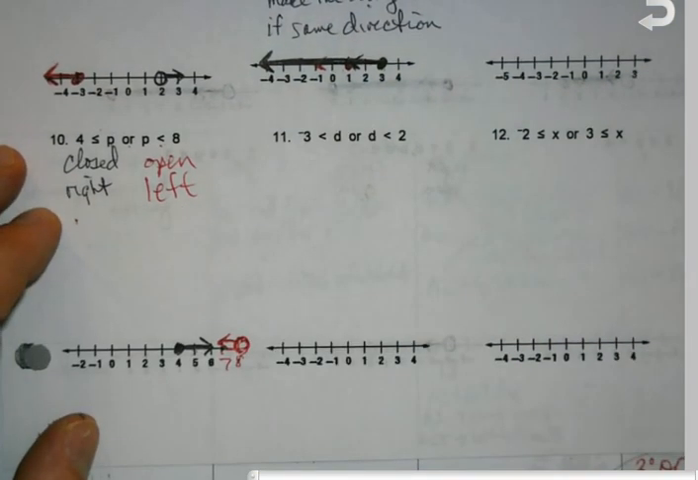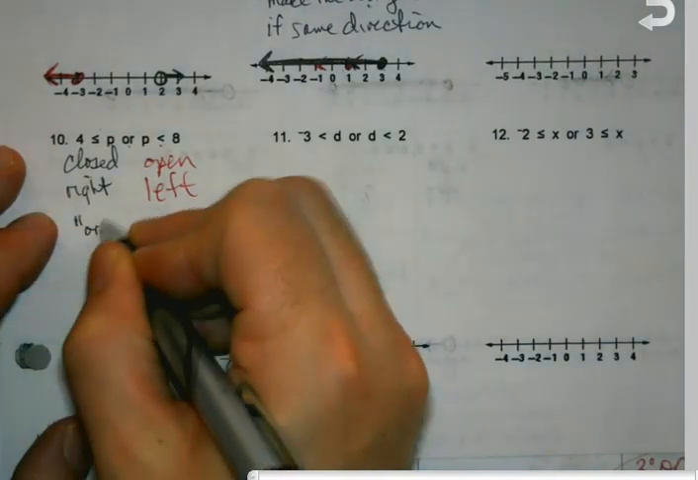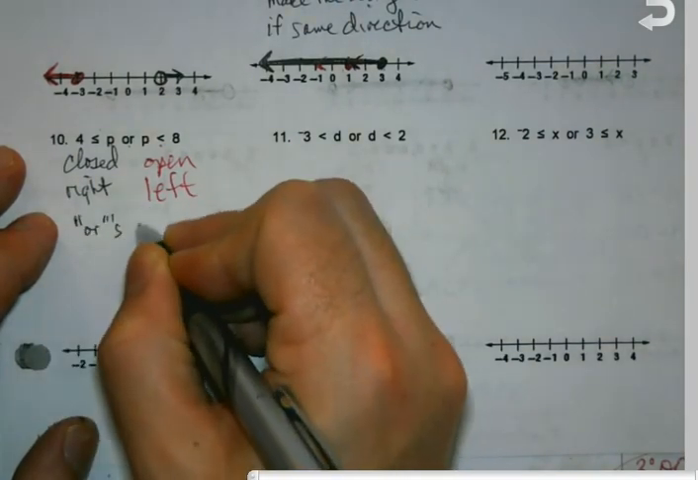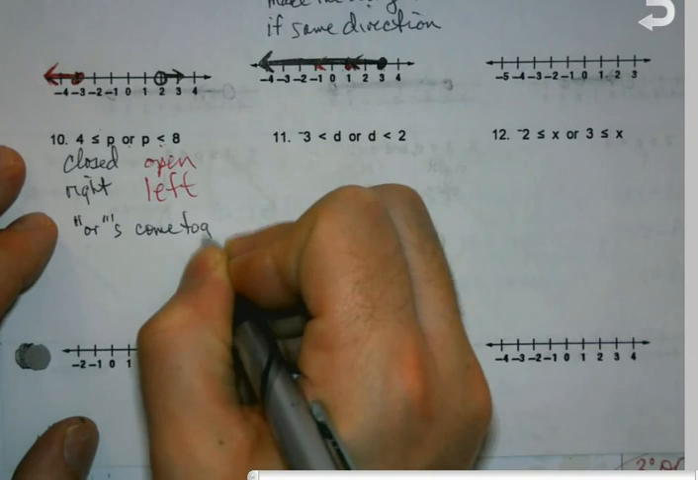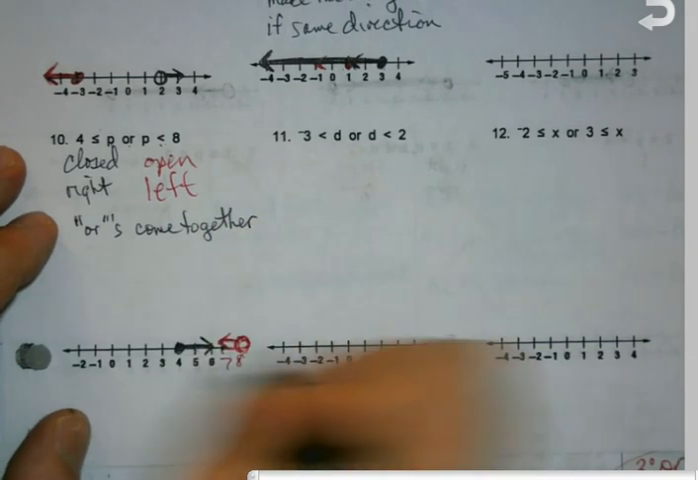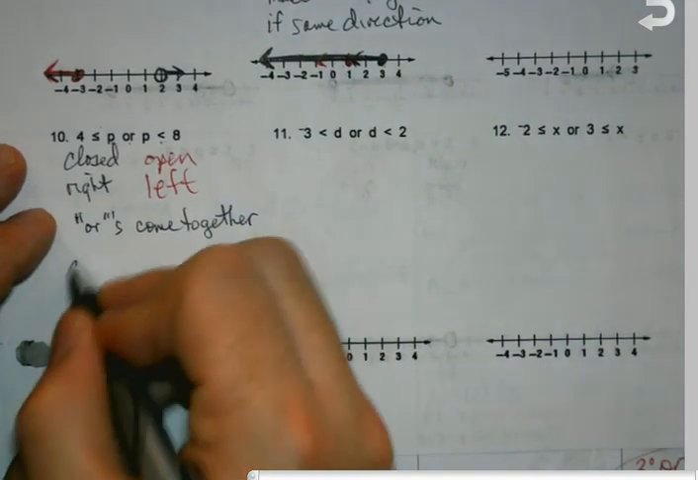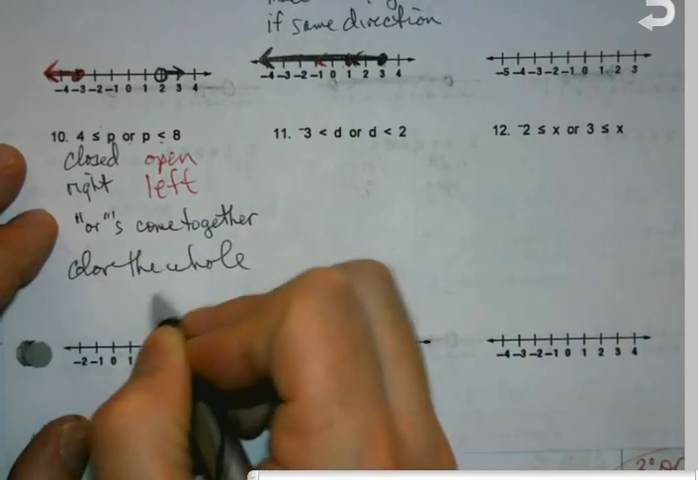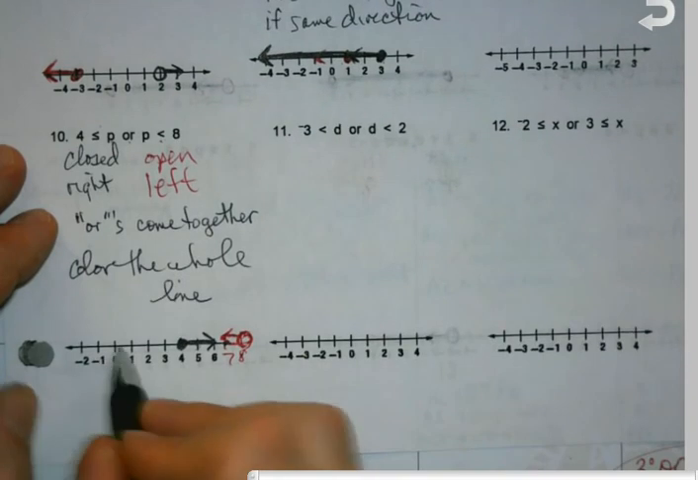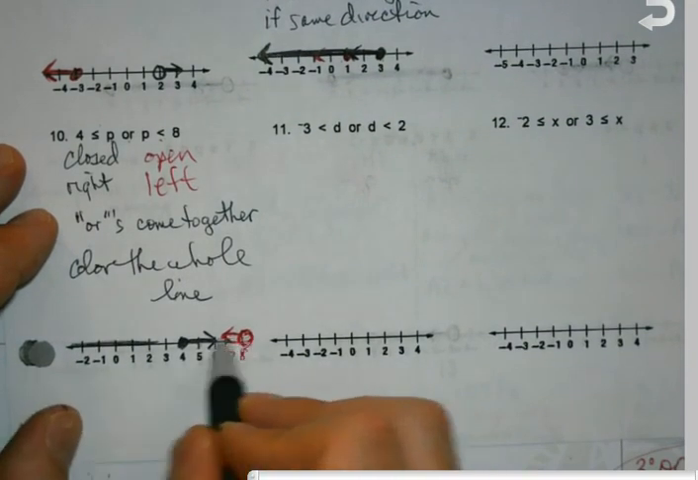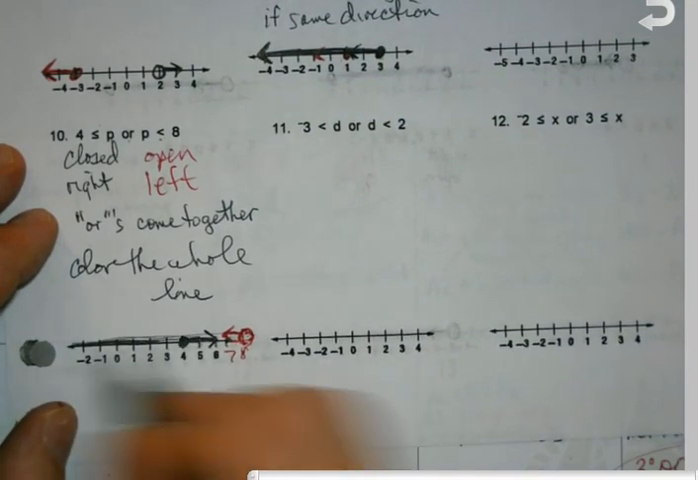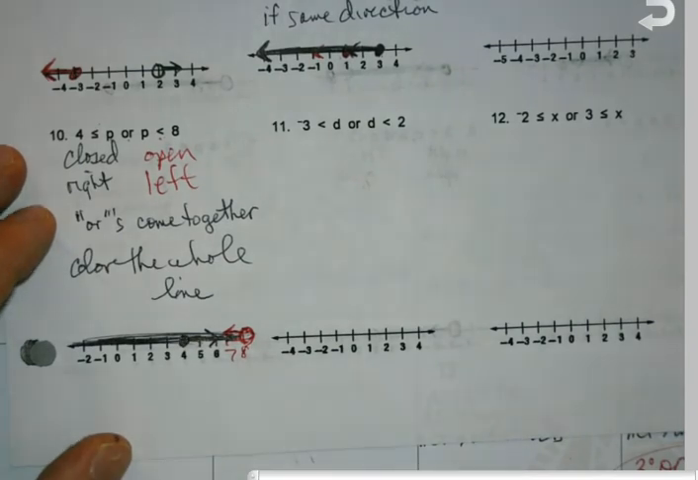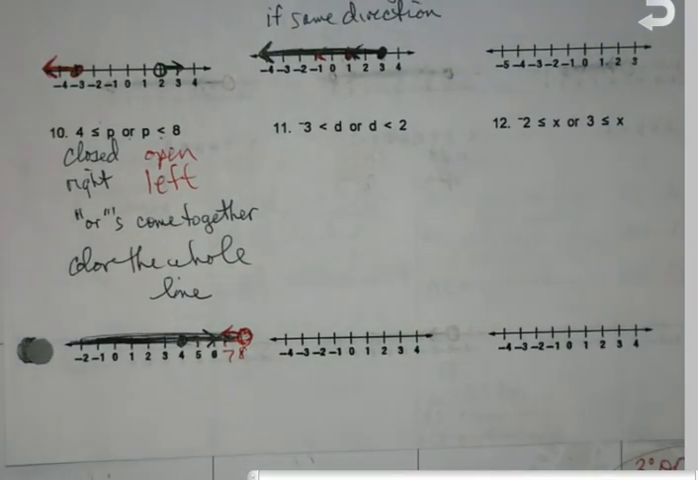If you get one where your ors come together, so like where they're going to cross like the ands did, color the whole line, because everything's an answer. This one's going to keep coming straight through, and so is this one. That kind of gives us every possibility. The ors are a little more complicated than the ands, something a little more to think about.